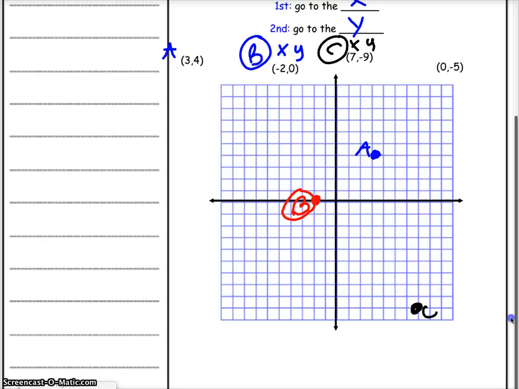Again, don't make the dashes. I'm only doing that to help you as a review. My last one, 0, -5, it means my x is 0. It means I don't go anywhere for the x. I don't go to the left and I don't go to the right. And my y is -5. So my x stays here at the center, and then I go down 5. 1, 2, 3, 4, and 5. Here's my point. And this we called D.